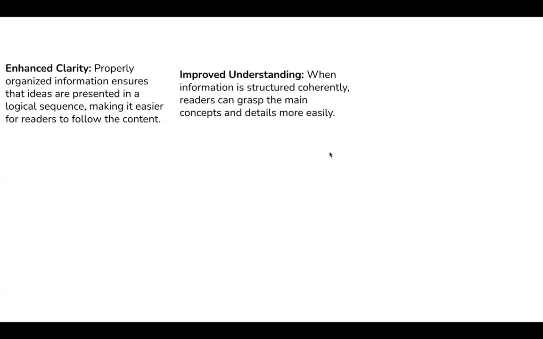The next one is improved understanding. When information is structured coherently, readers can grasp the main concepts and details more easily, right? When the structure is nice and they know that these are the things that are supposed to come before this, and it is like that, they feel like, okay, this is what I'm looking for, and it helps them understand and use the article properly and easily, right?